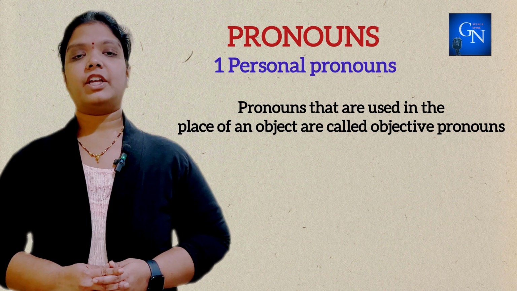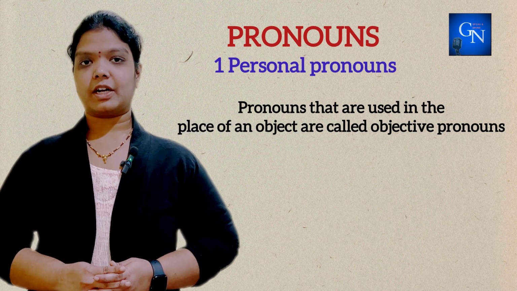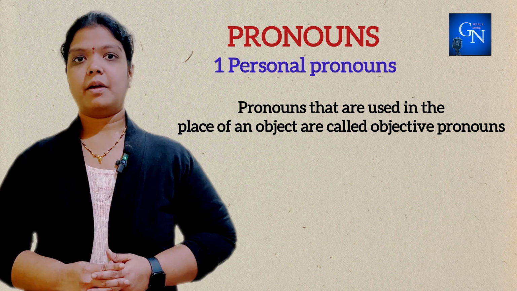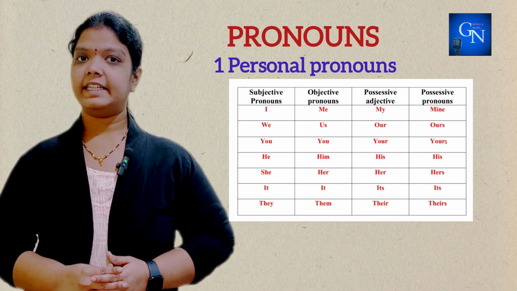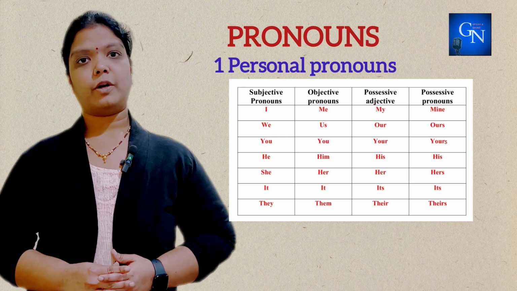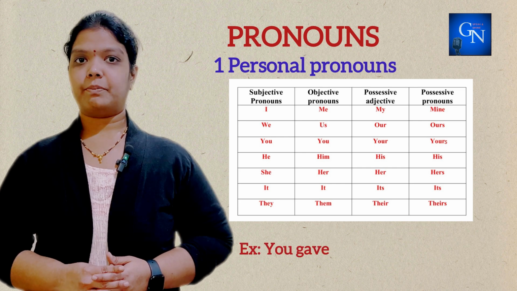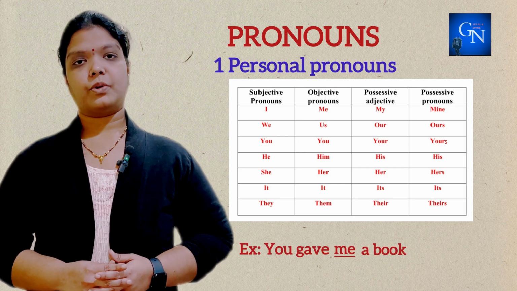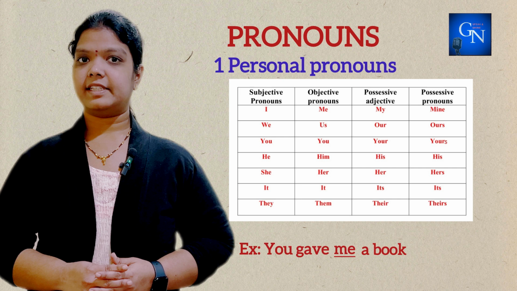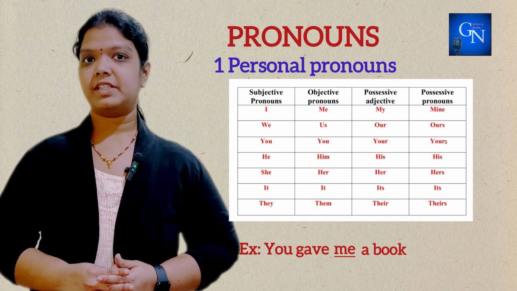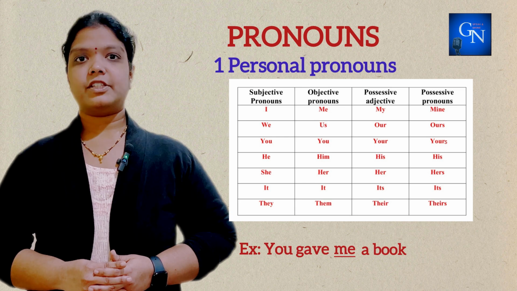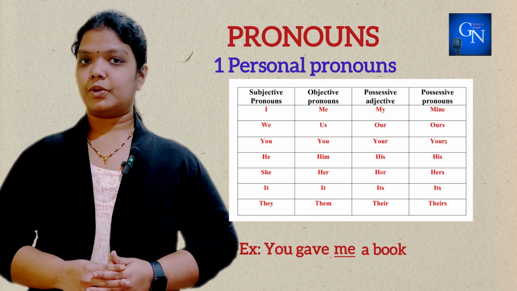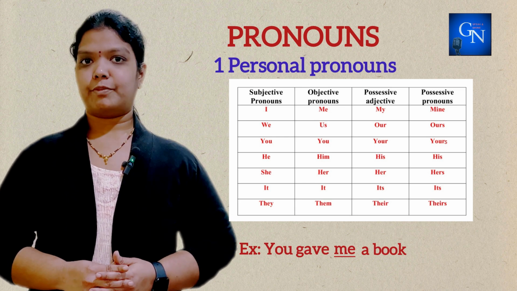The pronouns that are used in the place of an object are called objective pronouns. Me, us, you, her, him, it, them. These are all the objective pronouns. For example, you gave me a book. So here, if you just look at the sentence, you is used in the place of a subject. So you is a subjective pronoun. Me is used in the place of an object. So here me is an objective pronoun.